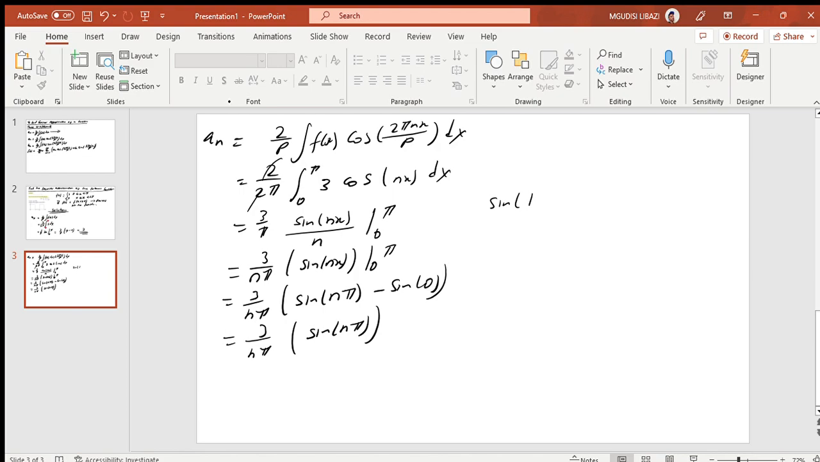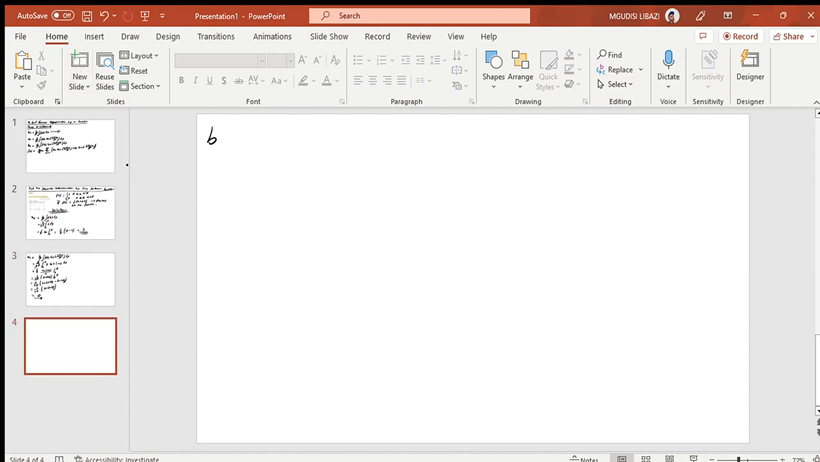For sine of n pi, if you program your calculator, put it in radians, and say sine, for example, of 1 times pi, you will get 0. Sine of 100 pi, you get 0. So everything that you substitute there, you get 0. That means that function will just be 0, as we said in the first videos. So that's an.